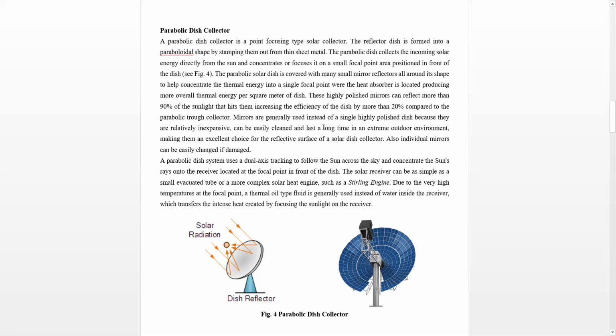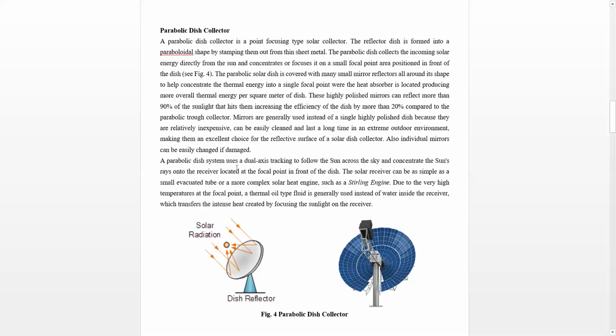Mirrors are generally used instead of single highly polished discs because they are relatively inexpensive, can be easily cleaned, and last a long time in an extreme outdoor environment, right? Making them an excellent choice for the reflective surface for a solar dish collector. Also, individual mirrors can be easily changed if damaged.